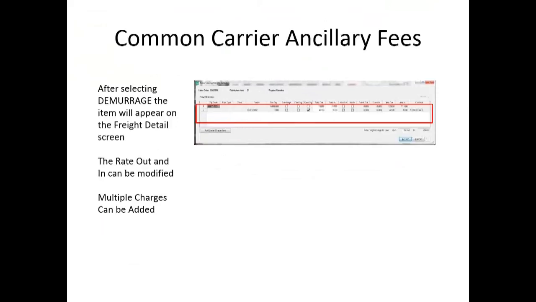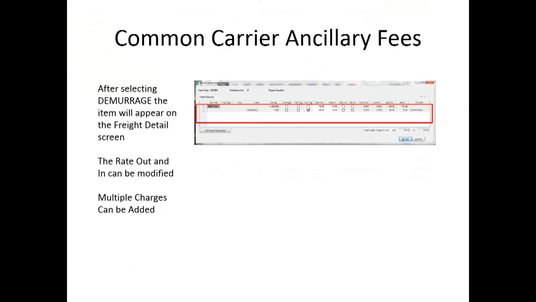So in this case, I selected demurrage. The item appears on the freight detail screen. The rate out and in can be modified, and multiple charges can be added. So we went ahead and pulled that demurrage item, inventory or miscellaneous item, over as a fee, and then we can go in and, on this screen, change the rate out and in if it doesn't match what we want to charge in this particular case.